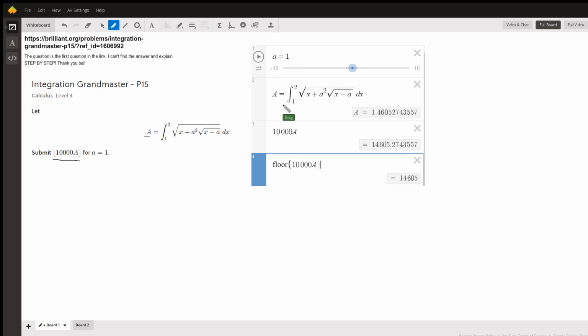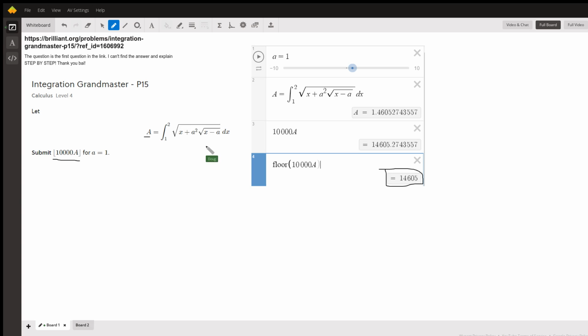Here's the capital A definite integral evaluated for a equals 1. And I got this 1.465 multiplied by 10,000, got 14,605 point. And then here is the greatest integer function. Looks like that's the answer.